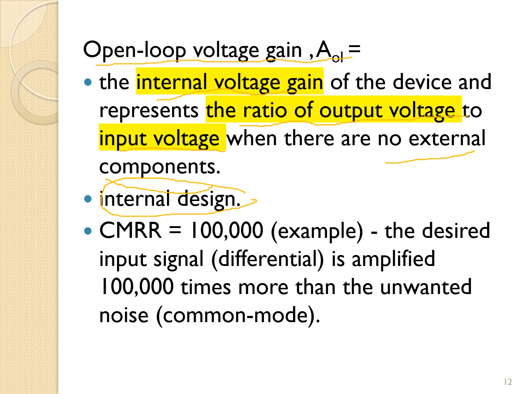For example, a CMRR of 100,000 means that the desired input signal, the differential, is amplified 100,000 times more than the unwanted noise or common mode.